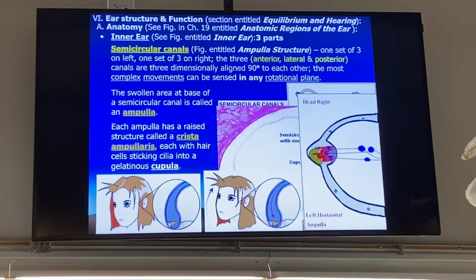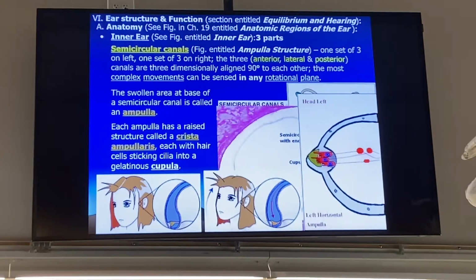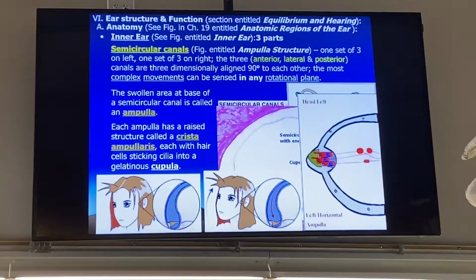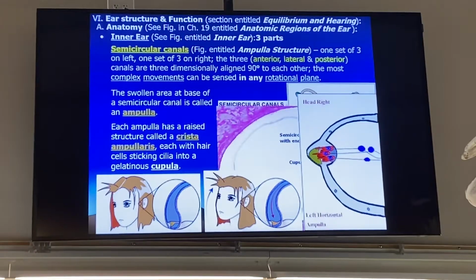So for example, here's 3 hair cells. It's got cilia embedded in this green cupula. If you spin or turn, the endolymph is going to move the cupula. That bends the cilia, and your brain knows it.